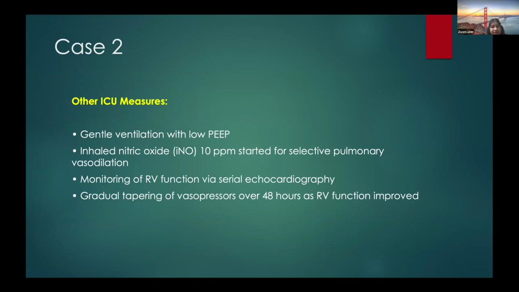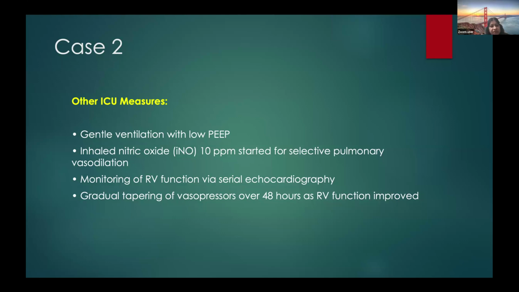We also have to maintain the other supportive measures in the ICU, like ventilation with low PEEP. And what will happen if we increase the PEEP? It will elevate the pulmonary hypertension by inflating the alveoli. If we increase the PEEP, that will elevate the pulmonary arterial pressure along with the pulmonary vascular resistance. So we'll be keeping low PEEP.